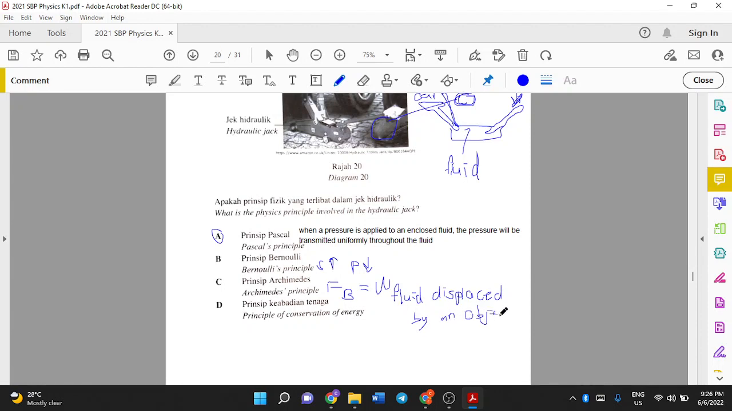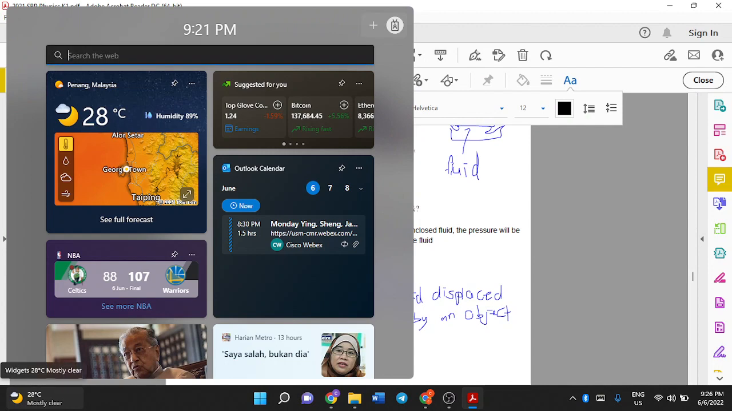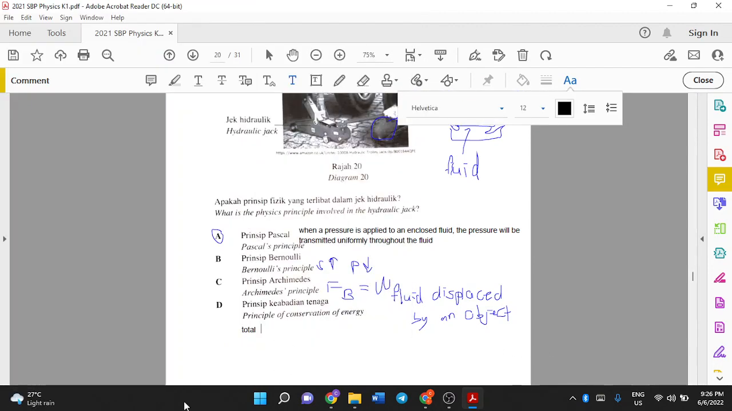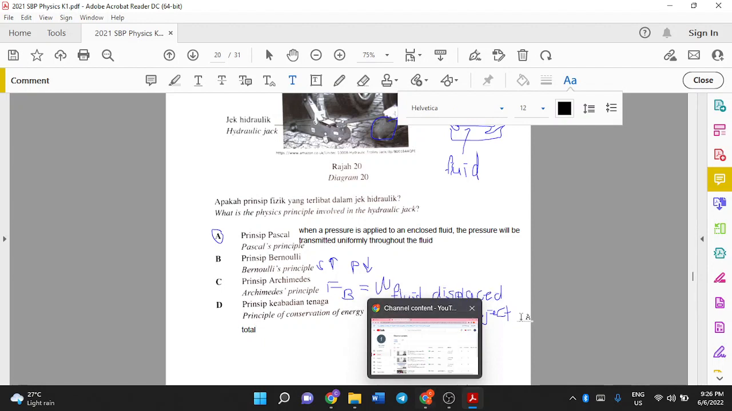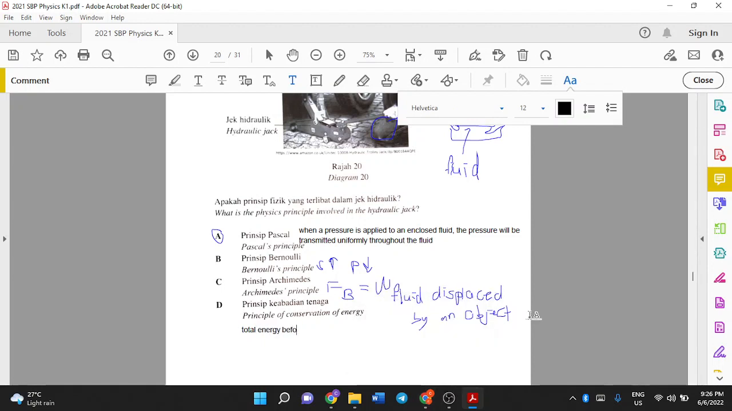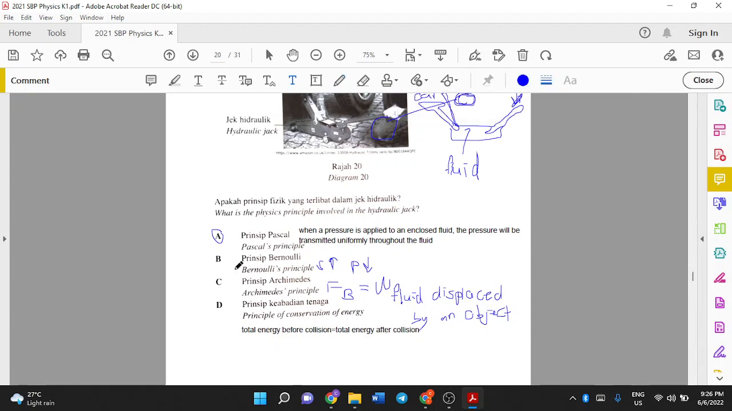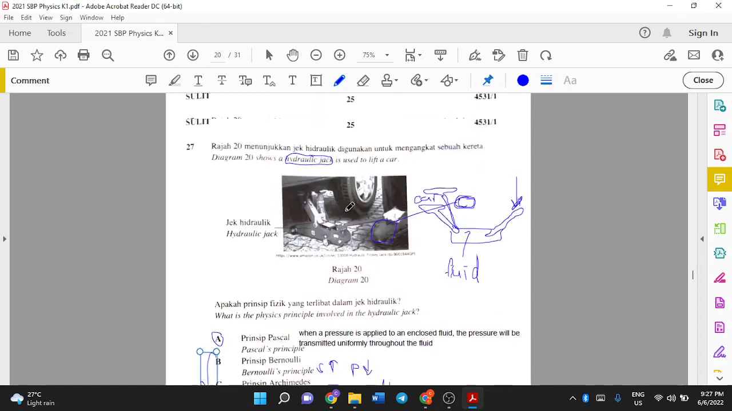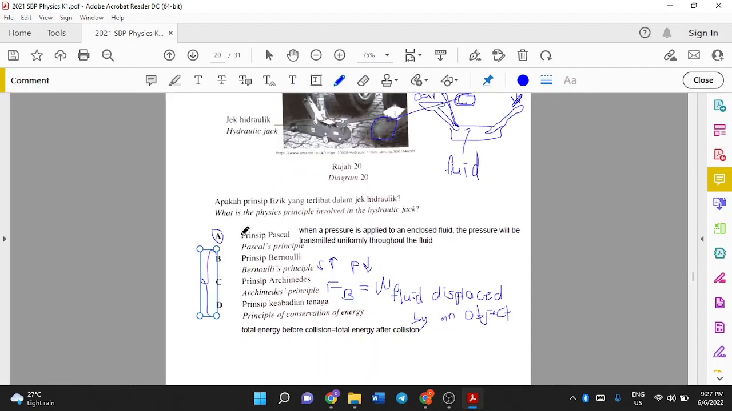No matter whether the object is partially submerged or completely submerged. And the principle of conservation of energy states that total energy before collision equals total energy after collision. So these three principles have nothing to do with our diagram. So the answer you have is A.